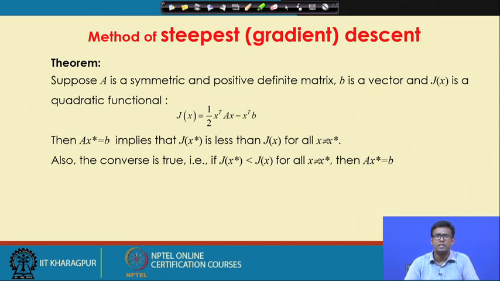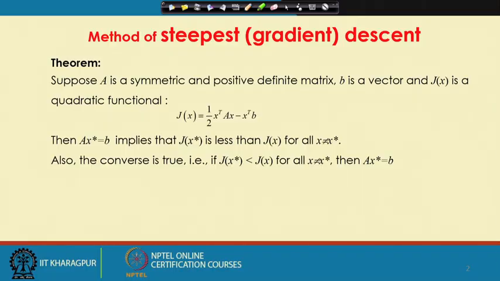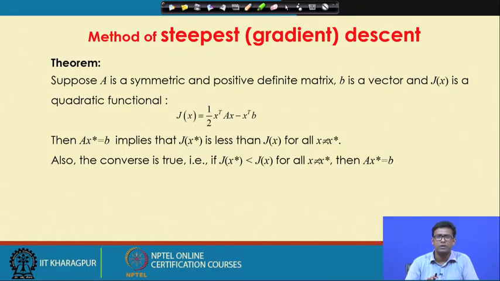So, this basically says that if we can define a functional J(x) = half x transpose A x minus x transpose b, we can say that x star is equal to A inverse b, where for that particular value x star, J(x star) is less than all J(x), or J(x star) is a minima.